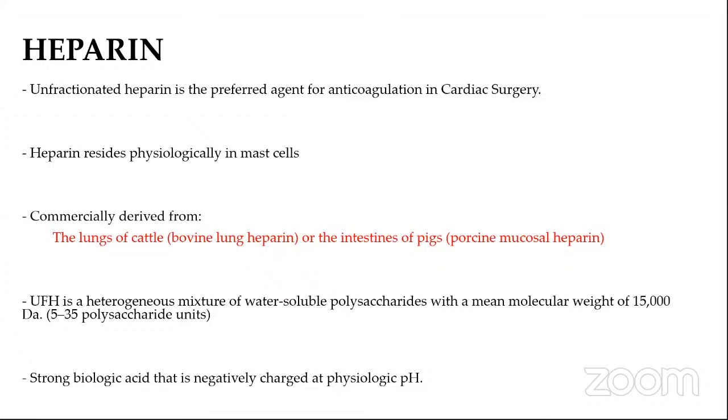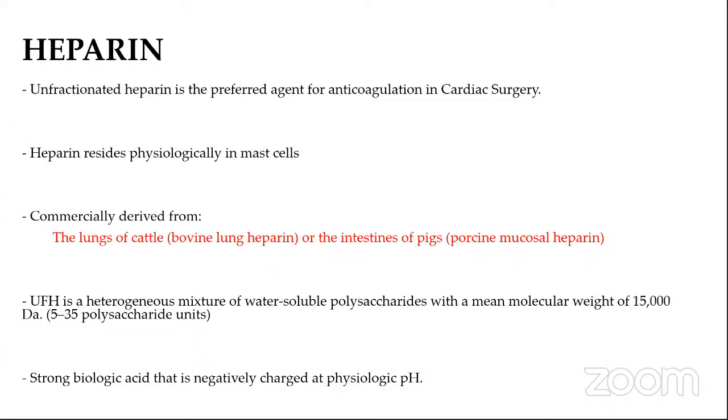Let's start with heparin. Heparin is the preferred agent for anticoagulation in cardiac surgery, and we are talking about unfractionated heparin. Heparin physiologically resides in the mast cells and is commercially available in two forms. The first comes from the lungs of cattle, which is bovine lung heparin. The other is from the intestine of pigs, which is porcine mucosal heparin.